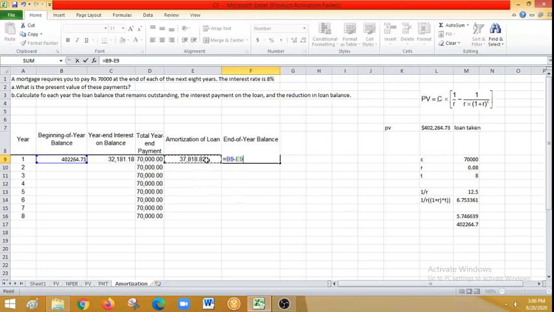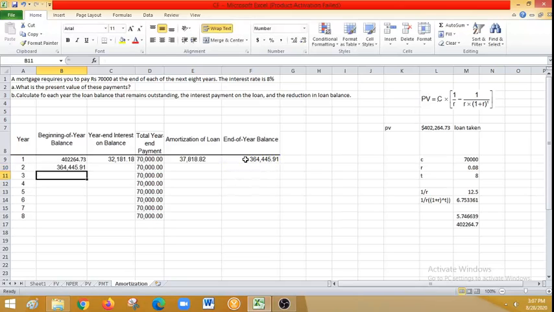I am just going to click this. Okay. At the end of year 1, this is going to be my loan account. So of this 4,02,264, I have paid 37,818. Okay. So this is going to be the year end balance, and this is the interest that I have been paid for this beginning balance. So next year, what is going to be the beginning balance? The end of year balance. I am going to take this.